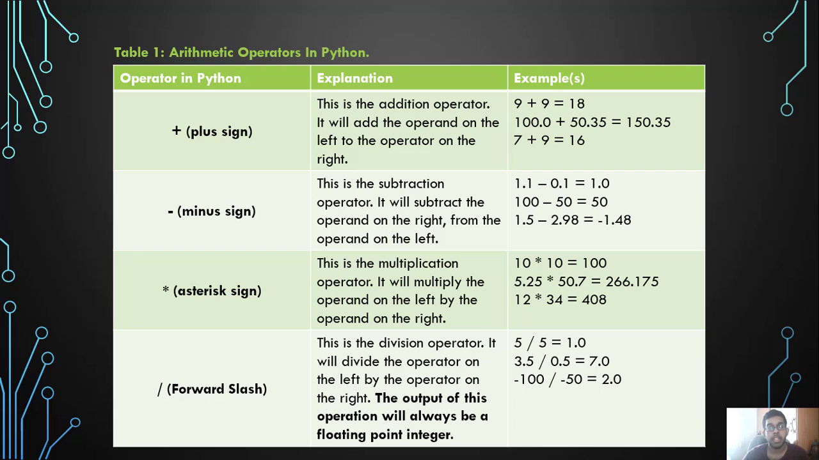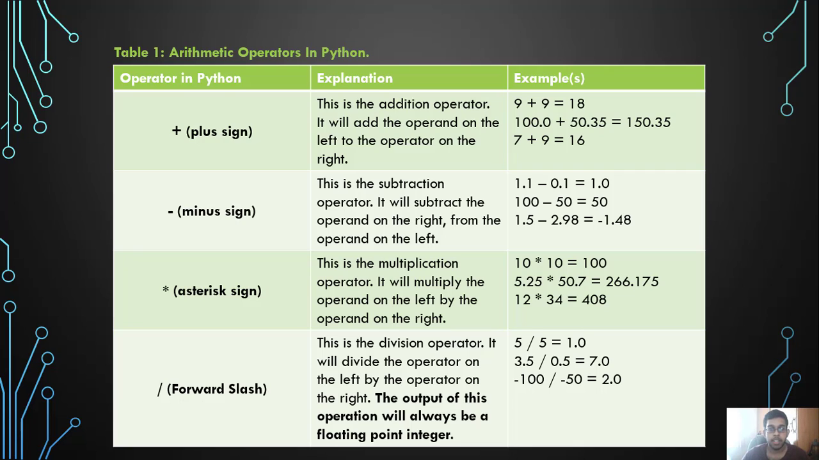Table 1. Arithmetic operators in Python. Operator in Python. Explanation. Examples. Plus sign. This is the addition operator. It will add the operand on the left to the operand on the right. Examples: 9 plus 9 is equal to 18. 100.0 plus 50.35 is equal to 150.35. 7 plus 9 is equal to 16.